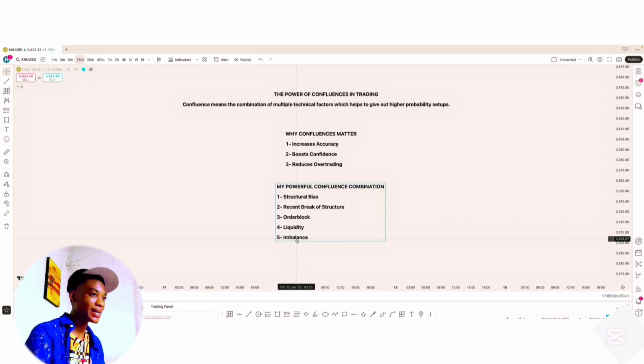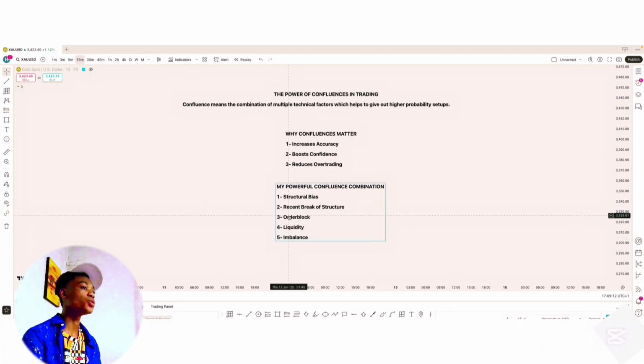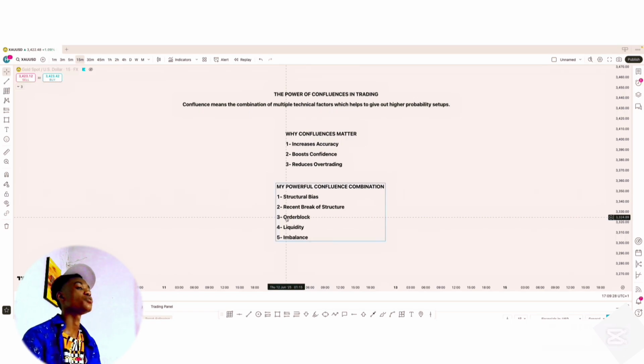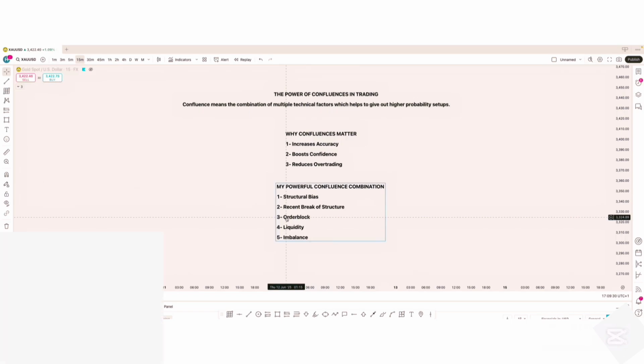Liquidity and imbalance. So the other block I am trying to take trades from must create an imbalance. And then for price to tap into my other block, it must clear liquidity. So I'm going to show you guys an example of trades that dished out massive pips and how all these things were present before I decided to take that trade.